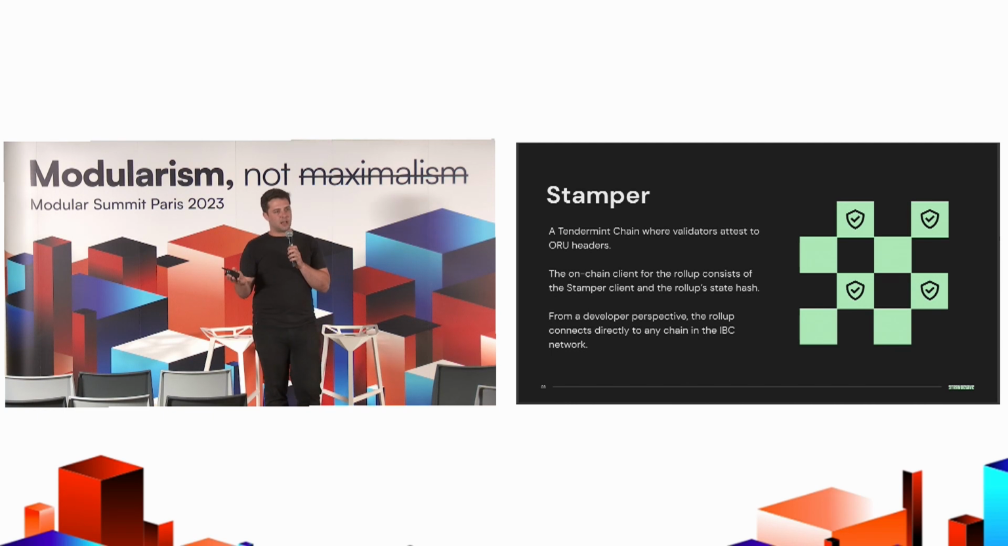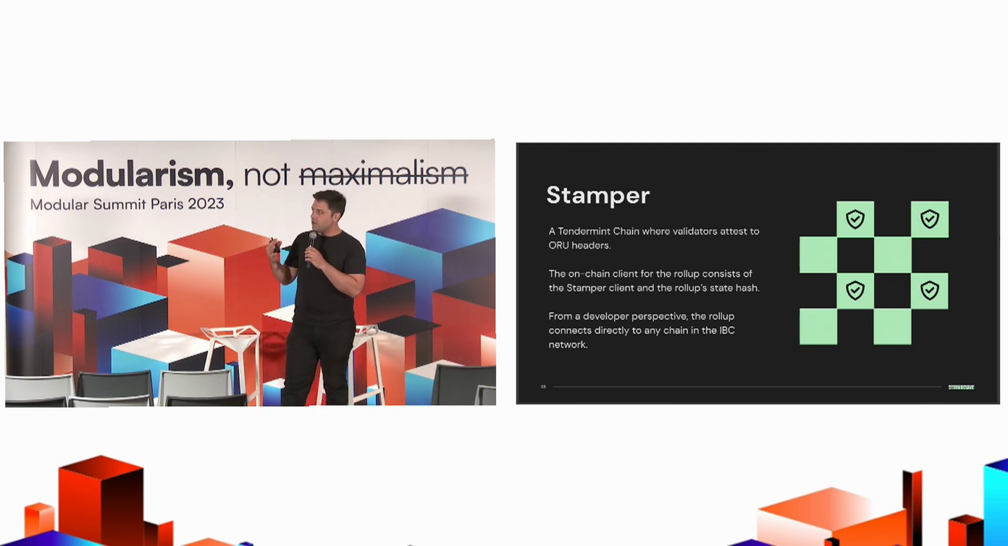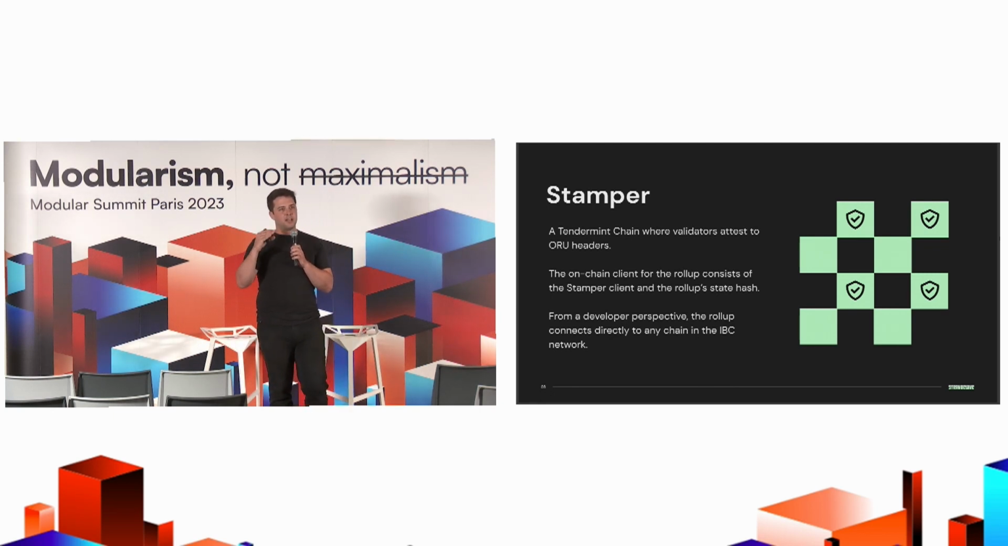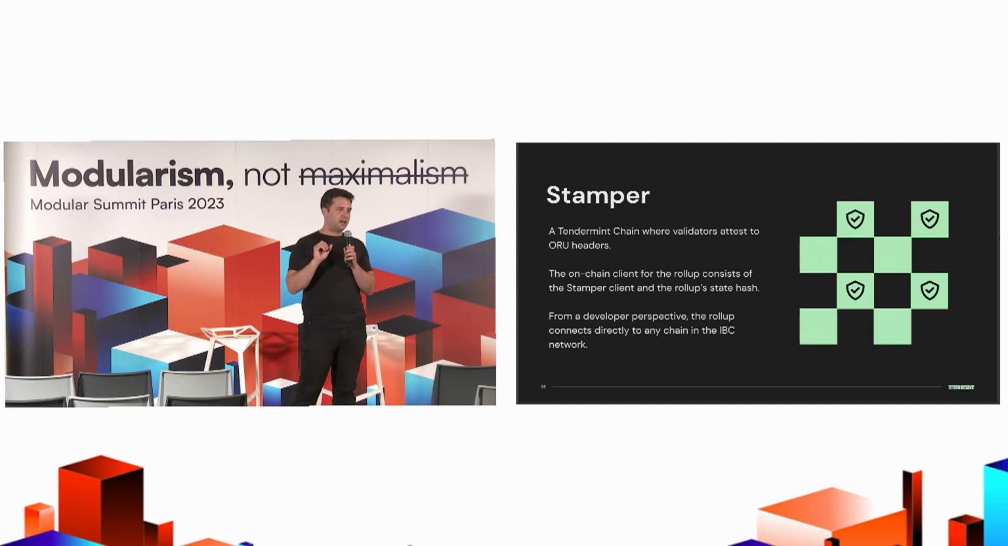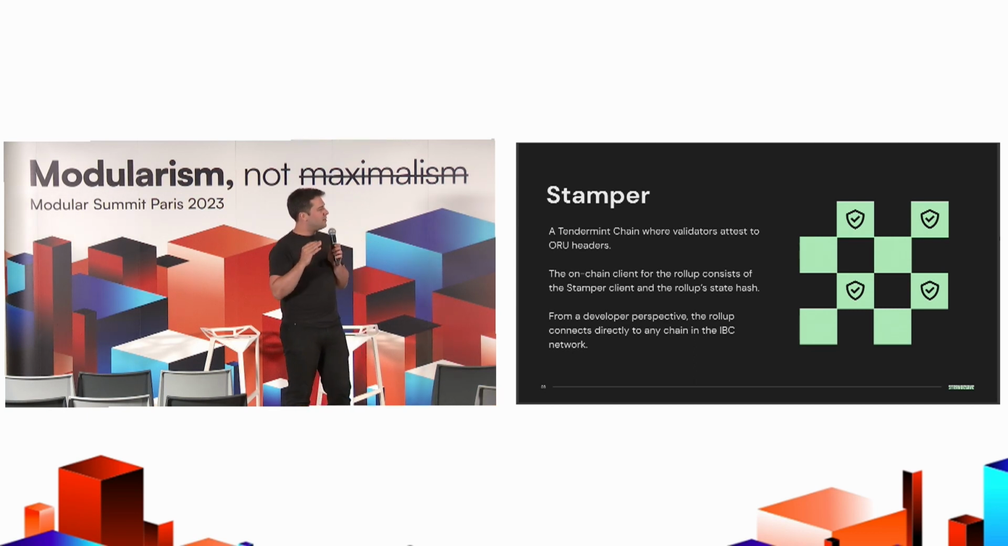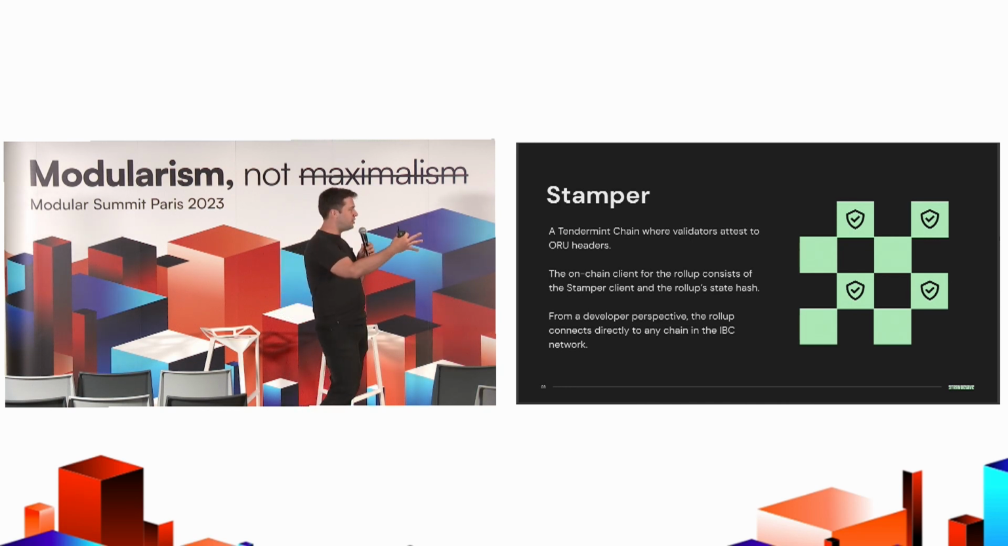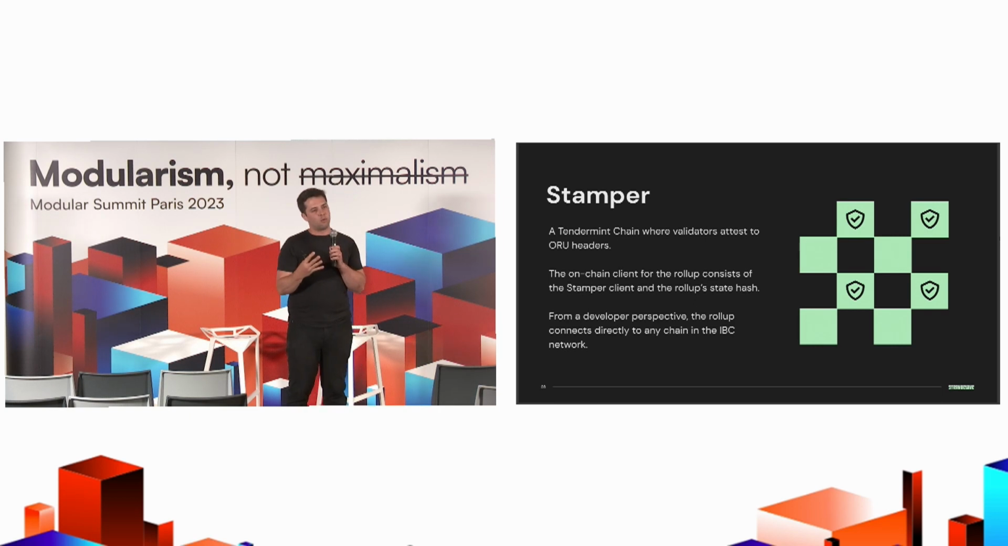So one of the benefits of this design is the minimal change to the set of underlying primitives and libraries that are maintained by the core teams that would enable us to offer the developer experience that we want, which is that the rollup connects directly to any other chain in IBC and is able to bridge seamlessly that way. And from a developer perspective, you just send a packet directly from your rollup to any chain in IBC that connects to that network.